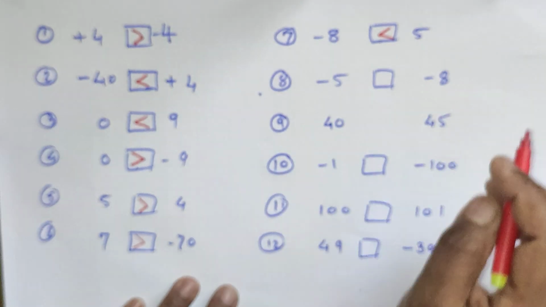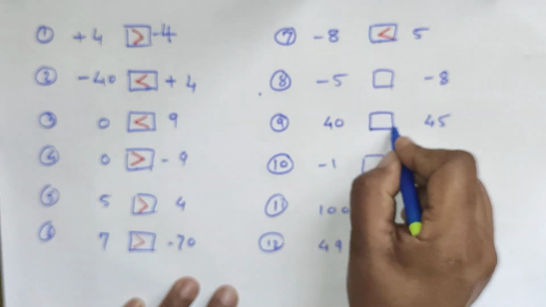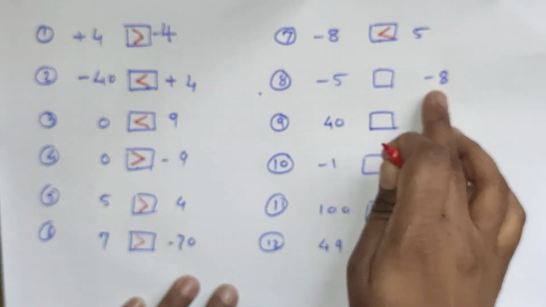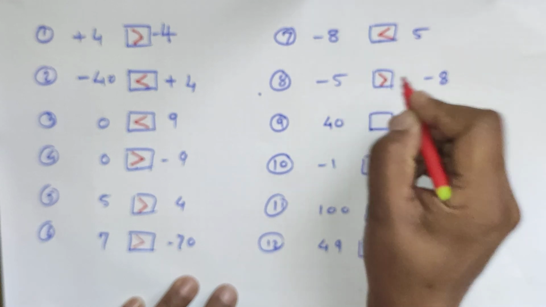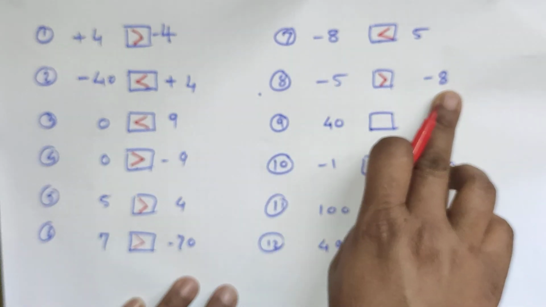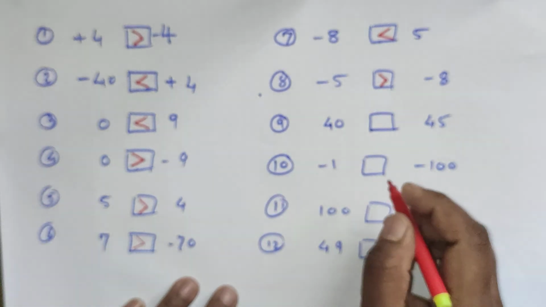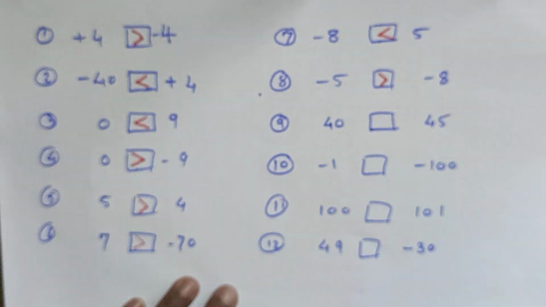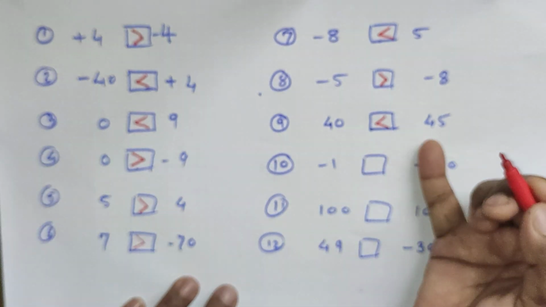Okay, then minus 5 and minus 8. If both have the same signs and if it is negative, if both have the negative sign, the greater the number, the smaller it is, and the smaller the number, the greater it is. So minus 8 is smaller than minus 5. The value is more, 8 versus 5, but when it is negative, minus 5 is greater. Then 40 and 45, both are positive, so the greater number is greater.